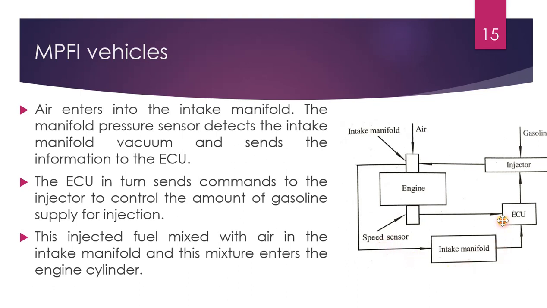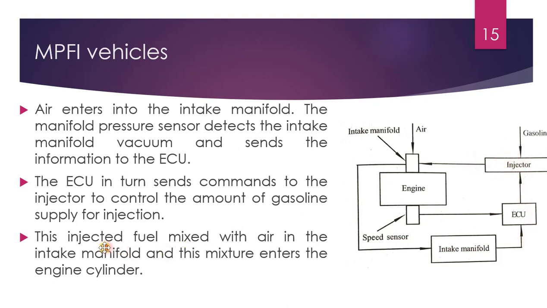The intake manifold sensor will send this information to the electronic control unit. Okay, and the ECU in turn sends commands to the injector. This ECU sends commands to the injector to control the amount of gasoline supplied for injection. The electronic control unit tells the injector how much gasoline should be supplied to the intake manifold.